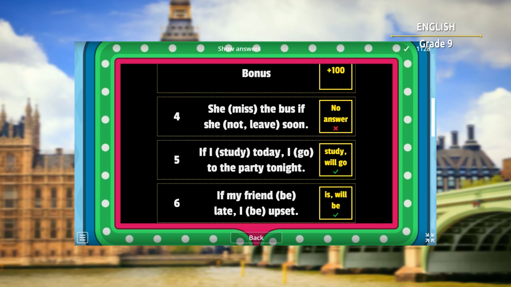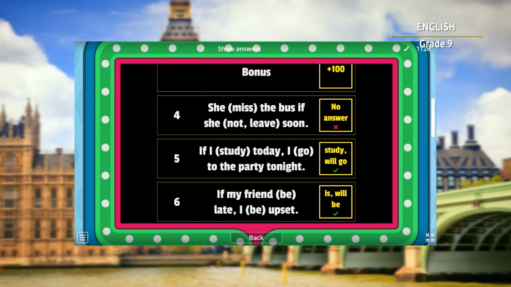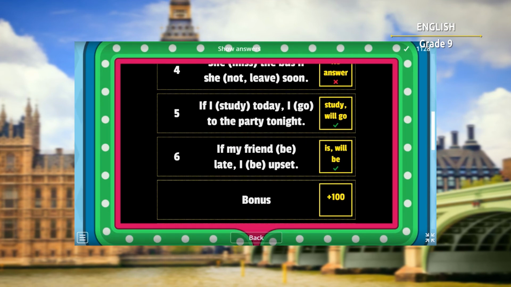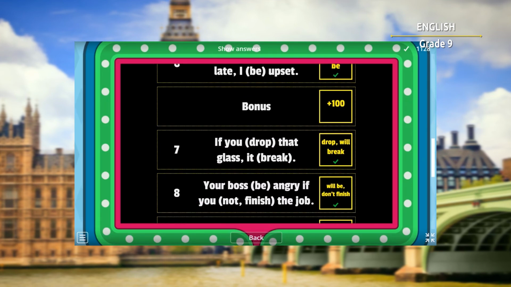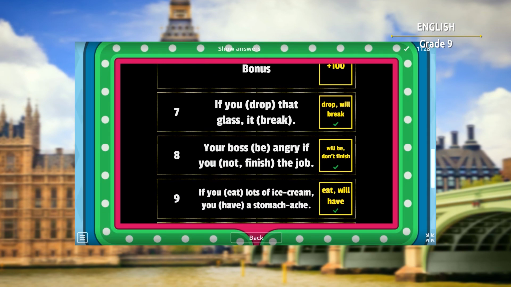Sentence number 5. If I study today, I will go to the party tonight. Number 6. If my friend is late, I will be upset. Sentence number 7. If you drop that glass, it will break. Sentence number 8. Your boss will be angry if you don't finish the job. Sentence number 9. If you eat lots of ice cream, you will have a stomach ache.